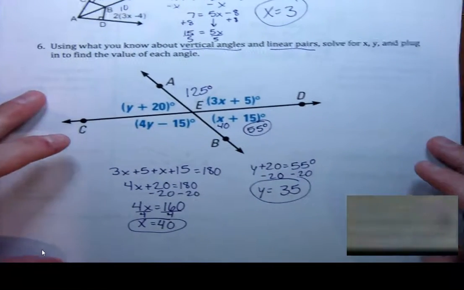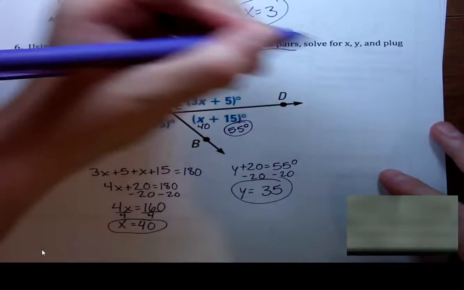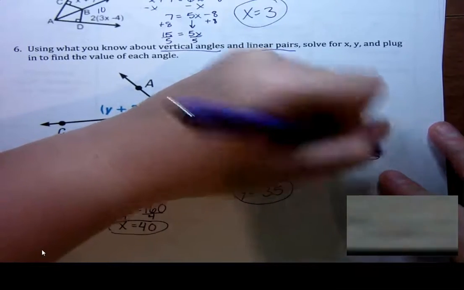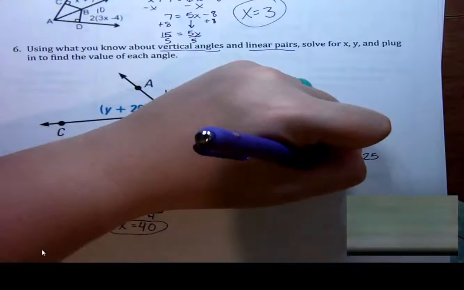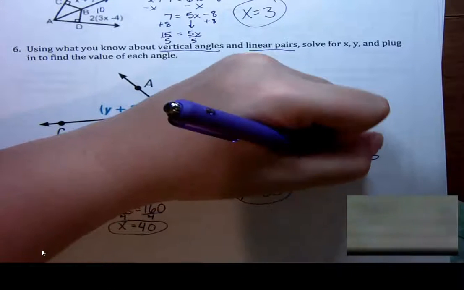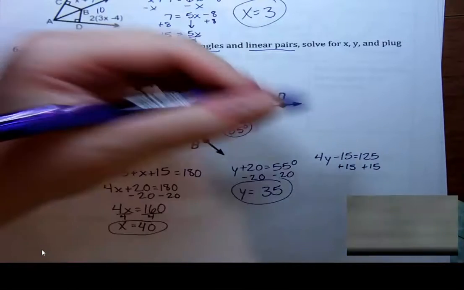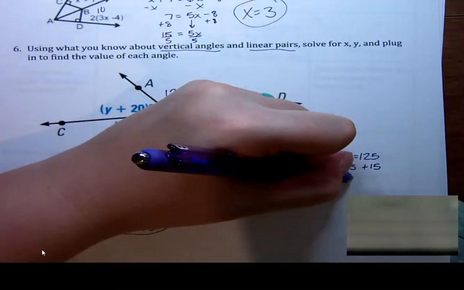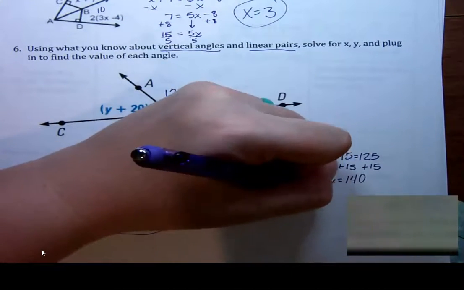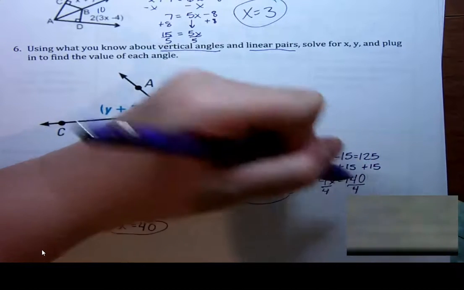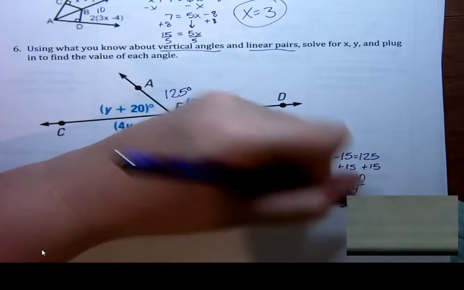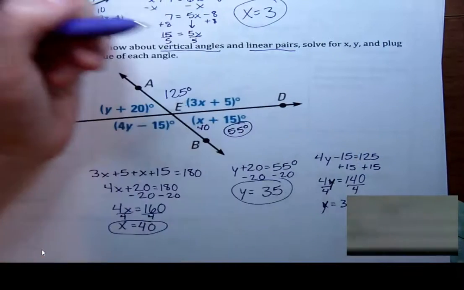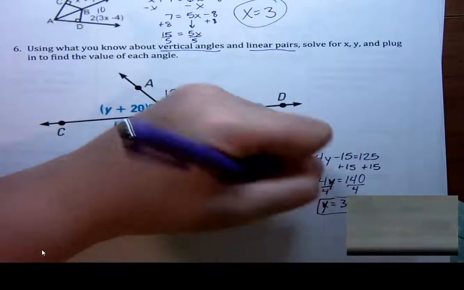Let's just real quick make sure that we solved correctly by trying this one, 4y minus 15 equals 125, and see if we get that same answer. So we're going to add 15, 4y equals 140, and then divide by 4, divide by 4. I should have put y's. I always mix up the x and y's. Y is going to be 35.